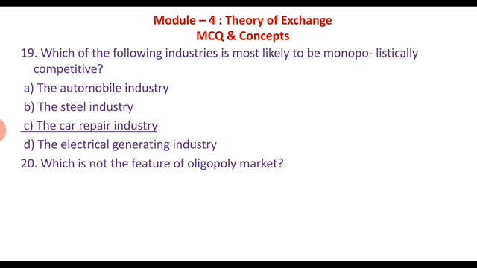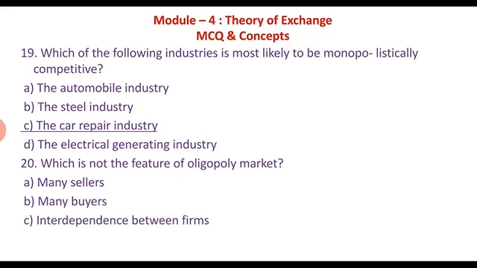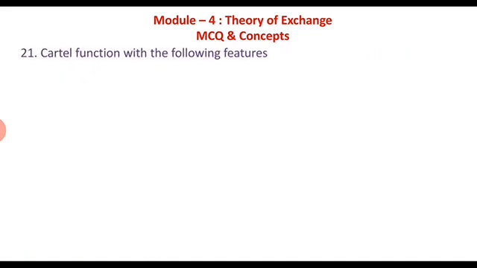20th question. Which is not the feature of oligopoly market? A. Many sellers. B. Many buyers. C. Interdependence between firms. D. Product differentiation. Answer is many sellers. 21st question.